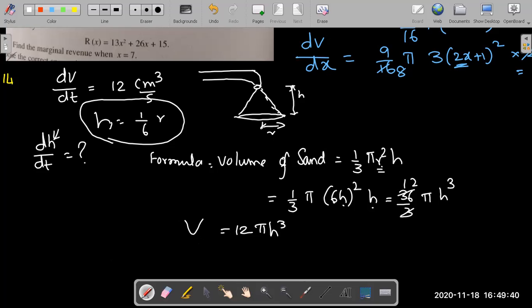Now differentiate both sides with respect to t. dV by dt on the left side equals 12 into pi into 3h square, multiplied by dh by dt. Chain rule, that's why dh by dt.